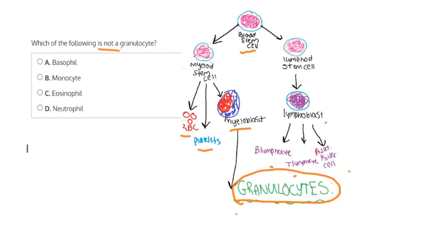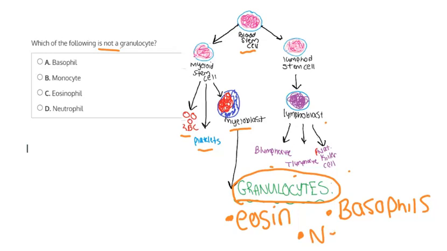And these granulocytes involve eosinophils, basophils, and you may remember in previous sections we went into further detail about the roles of each specific type of granulocyte. So we have the eosinophils, the basophils, and the neutrophils.